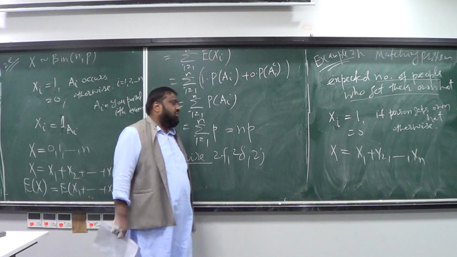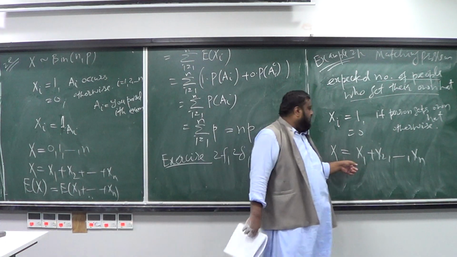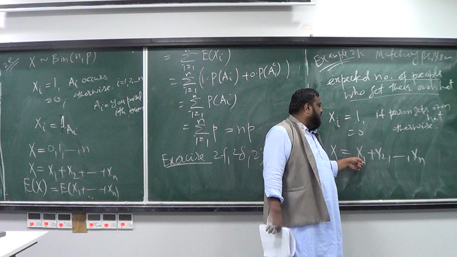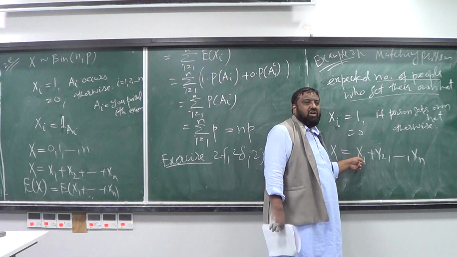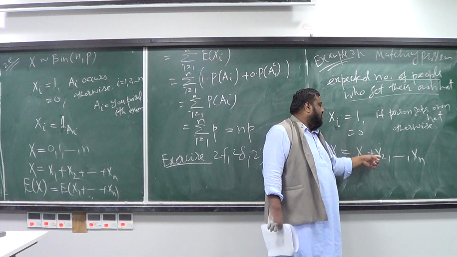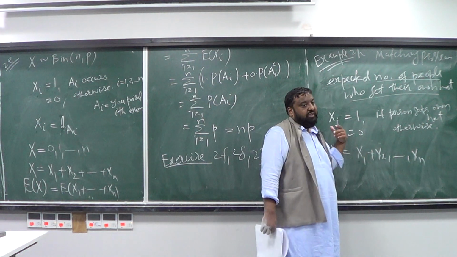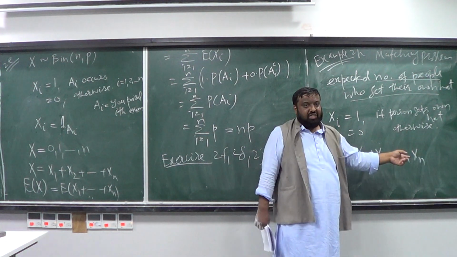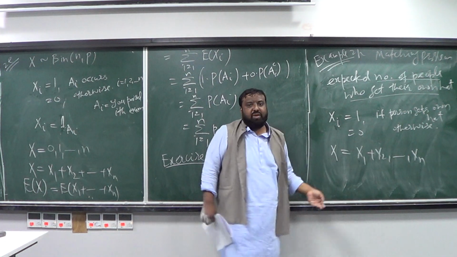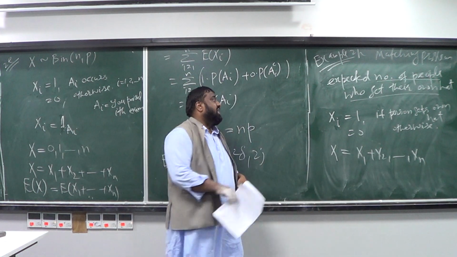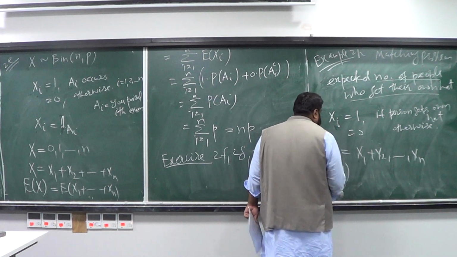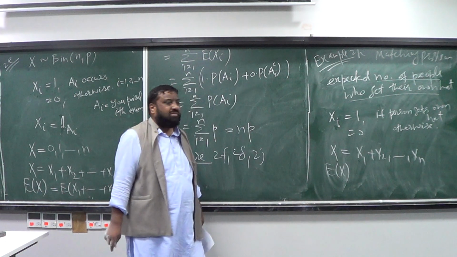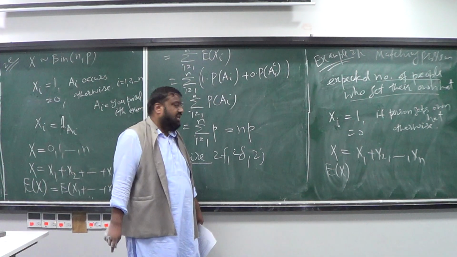So what is the interpretation of X1? X1 would be 1 if person number 1 got their own hat, and 0 if they don't, and similarly X2 up to Xn. So X is going to be the total number of people who got their own hat. Our question is to find this expectation.